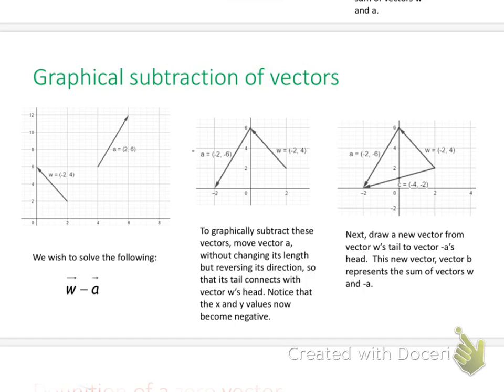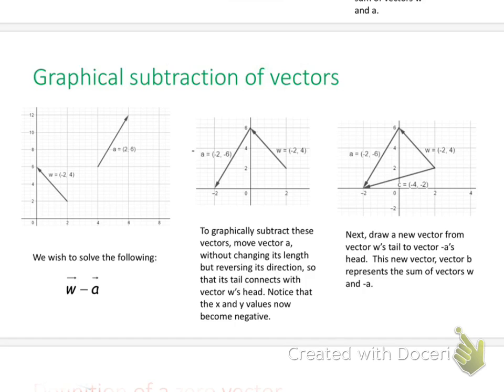So from the arrowhead of W, I'm going to not go to the right 2, but rather to the left 2. And then instead of going up 6, I'm going down 6. And that's because of the subtraction. All right, so I have my vector heading a different direction. It has the same magnitude, but a different direction.